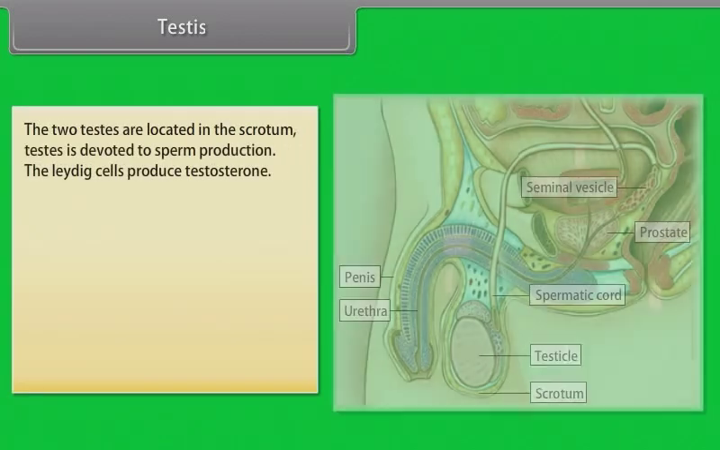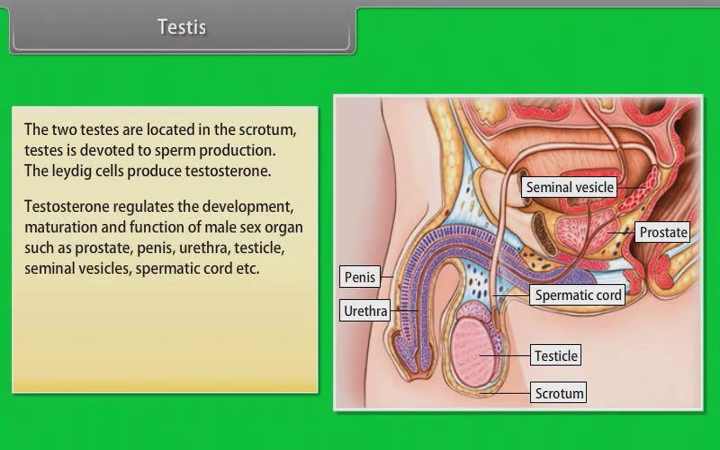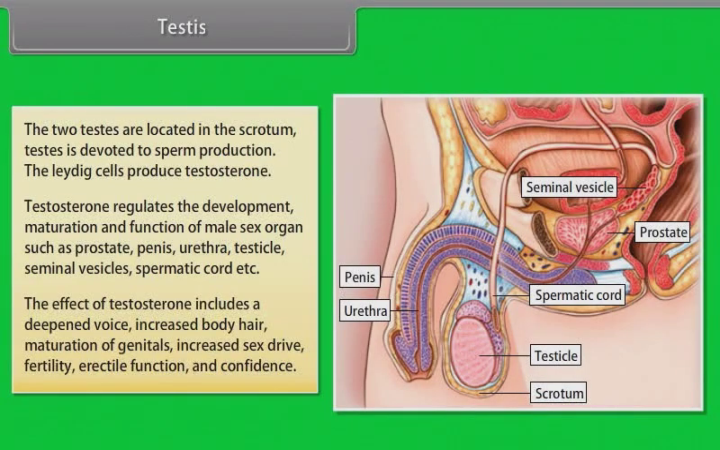Testes. The two testes are located in the scrotum. Testes are devoted to sperm production. The Leydig cells produce testosterone. The testosterone regulates the development, maturation, and function of male sex organs such as prostate, penis, urethra, testicle, seminal vesicles, spermatic cord, etc. The effects of testosterone include a deepened voice, increased body hair, maturation of genitals, increased sex drive, fertility, erectile function, and confidence.